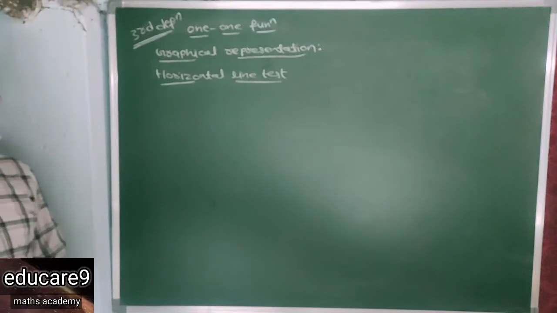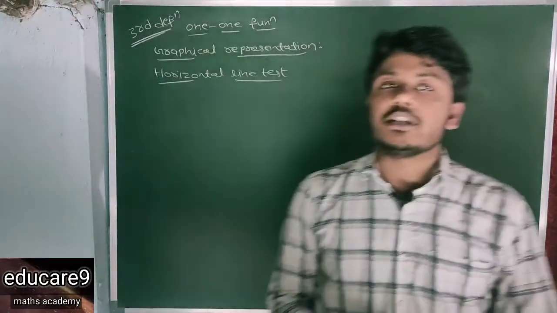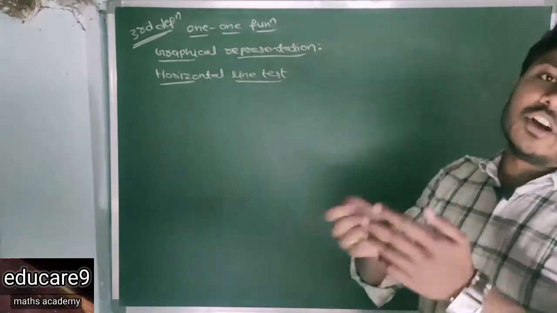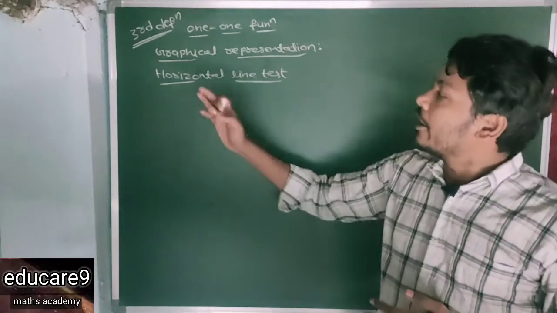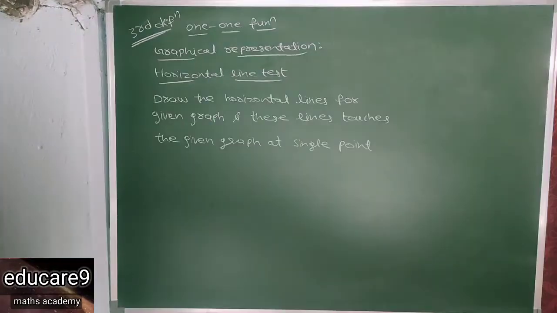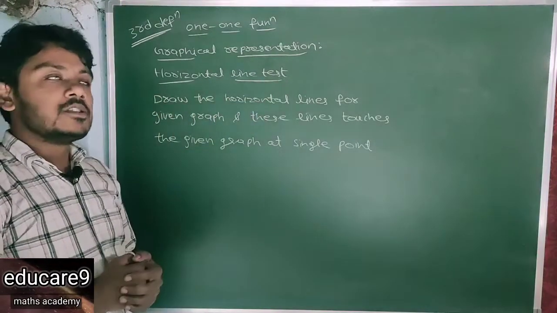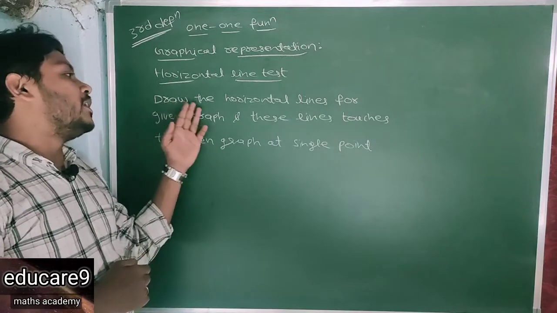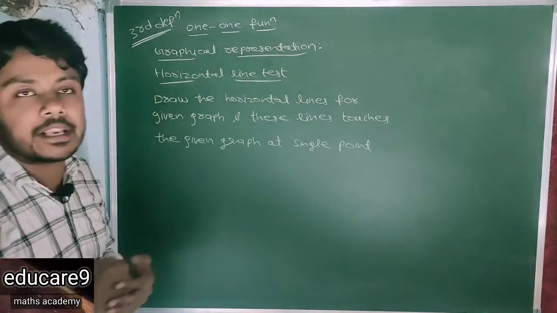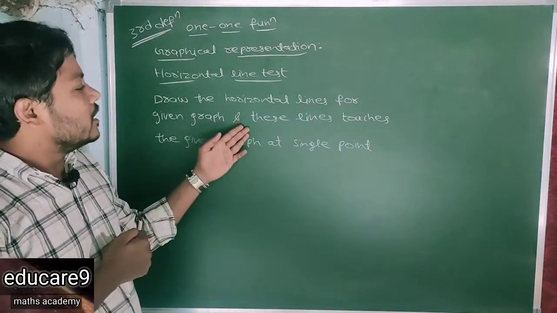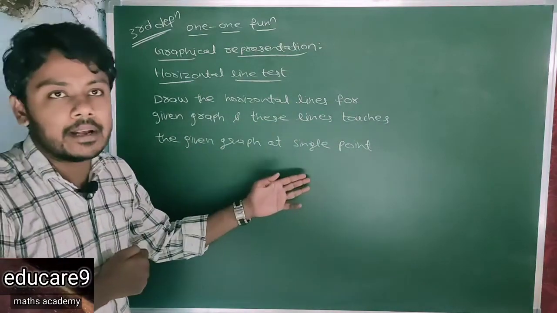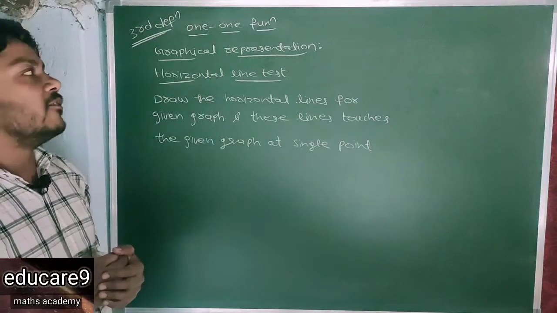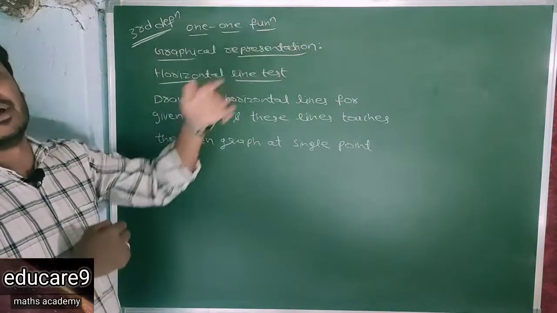Next, definition number 3. If any curve or equation is given, to check whether it is a 1-1 function or not by the graphical method, that is the horizontal line test. For this, you have to draw horizontal lines for the given graph, and if those lines touch the given graph at a single point, then only the given function is said to be a 1-1 function.